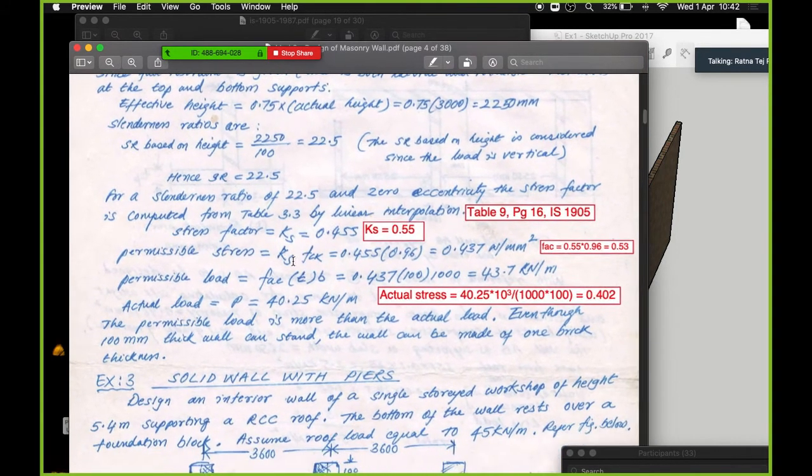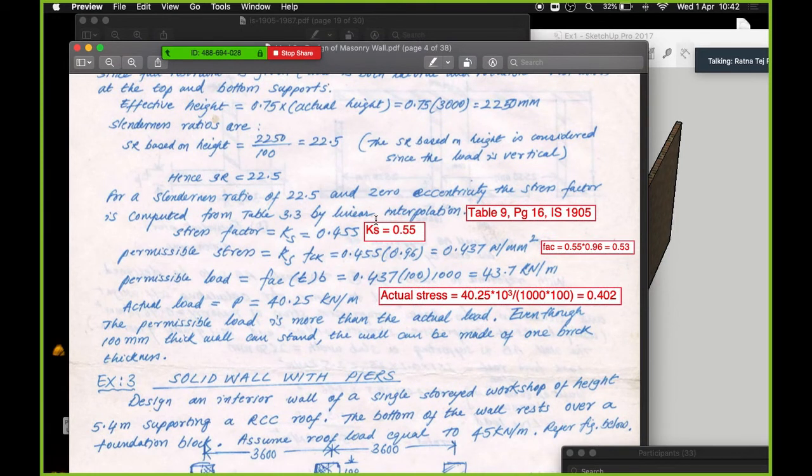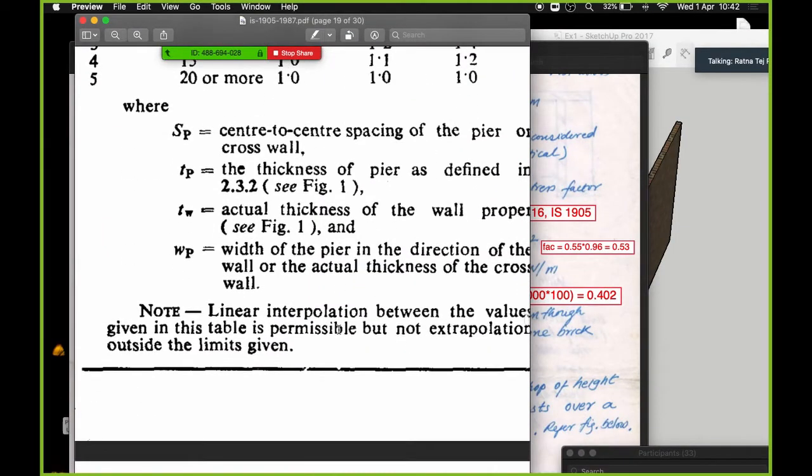Now, for a slenderness ratio of 22.5 and zero eccentricity, which is what we have considered over here, we go to table 9. Let me just take you to table 9.